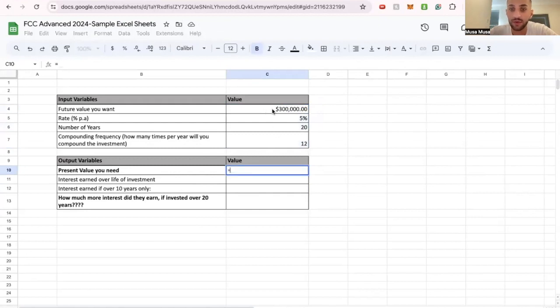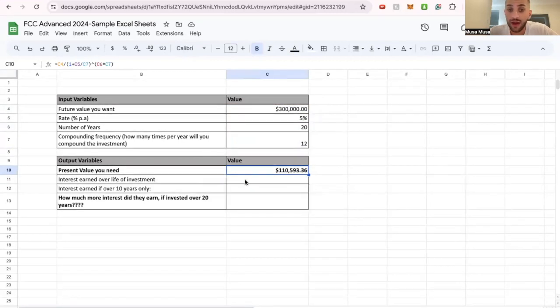So present value is going to equal future value, click that, divided by 1 plus the rate, which is 5% divided by 12, to the power of, open bracket, 20 times 12, close bracket. $110,593.36. Let me make sure that number's correct because I have this set up. Yeah, perfect.